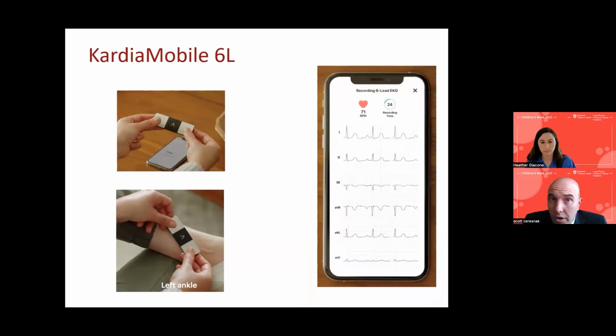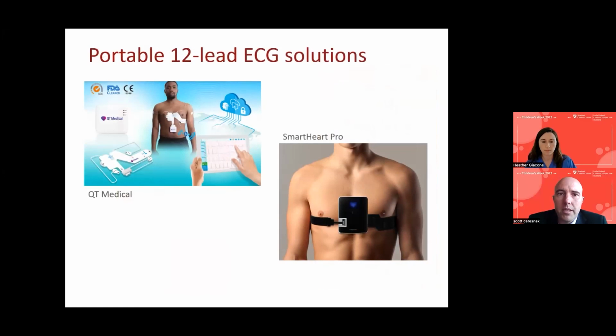And the KardiaMobile is one device that can actually give you a 6-lead EKG. And it's a nice example of a very limited, small piece of equipment that can give you multiple different leads that can be helpful for us. But there are also, I just mentioned these two newer companies that are able to provide in-home portable 12-lead ECGs. And so QT Medical and Smart Heart Pro. This is one that we have used, the QT Medical monitor.